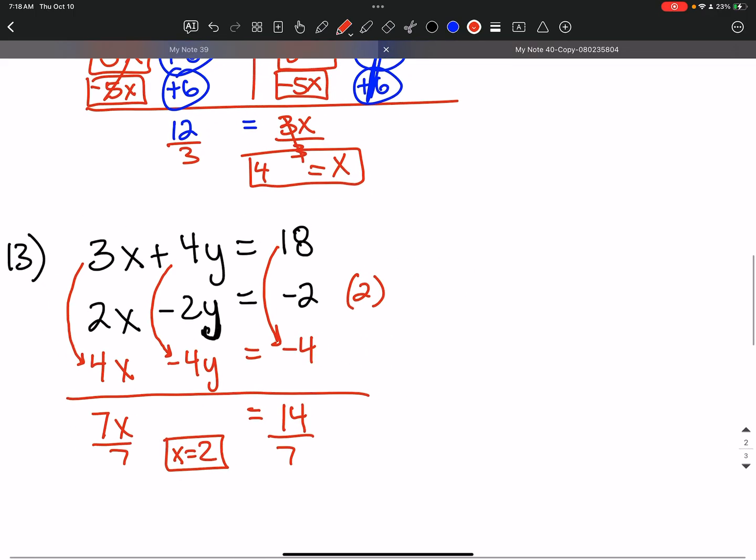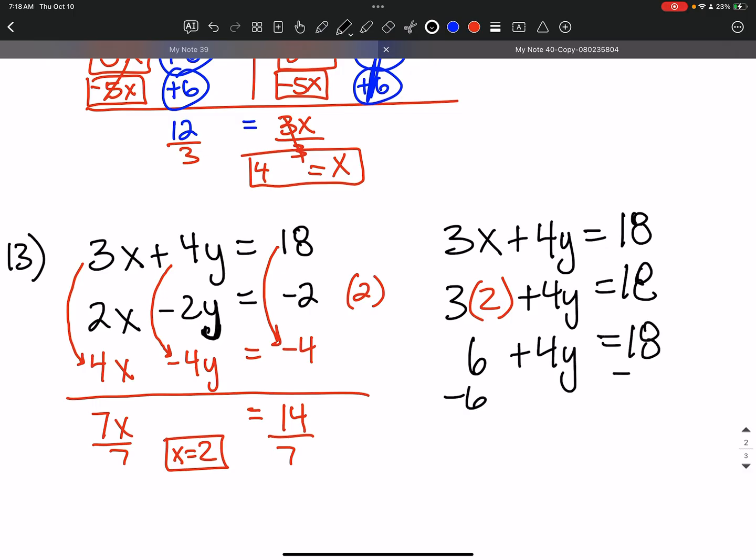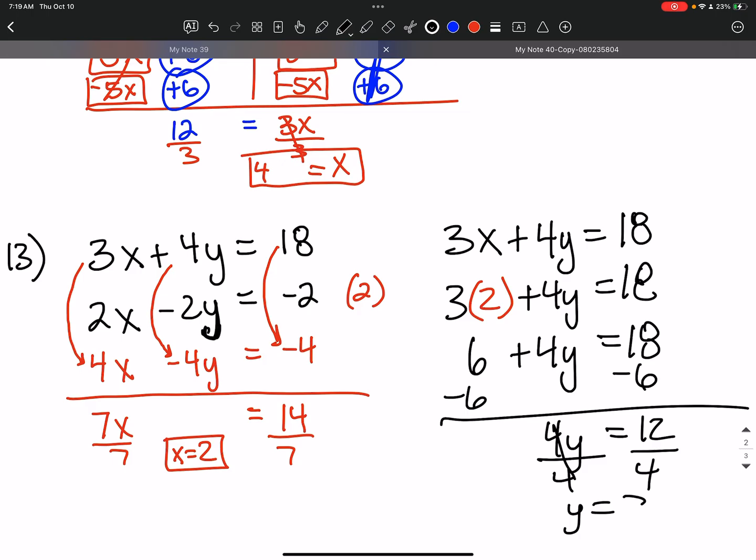So if x's are 2's, I can use this equation over any of the equations. I'll take the one that looks easiest to me. 3x plus 4y equals 18. But now I know x's are 2's, so I'm going to take x's out and replace them with 2's. 6 plus 4y equals 18. Minus 6, 4y equals 12. Divided by 4, y equals 3. So we got 2, 3. All right, grade your own paper.